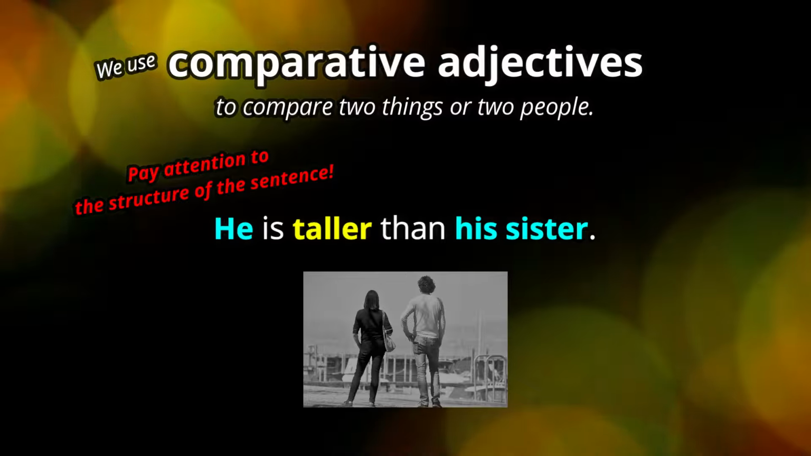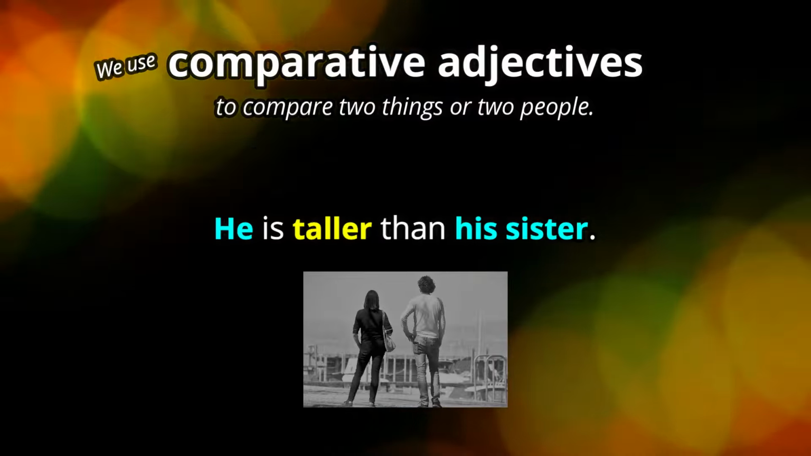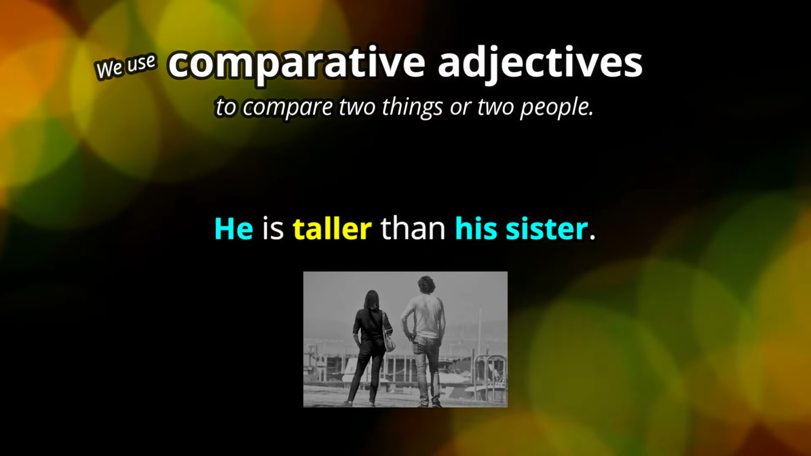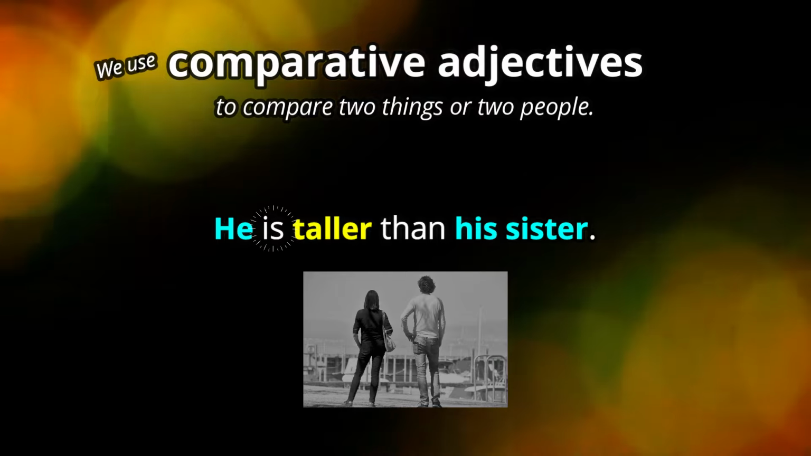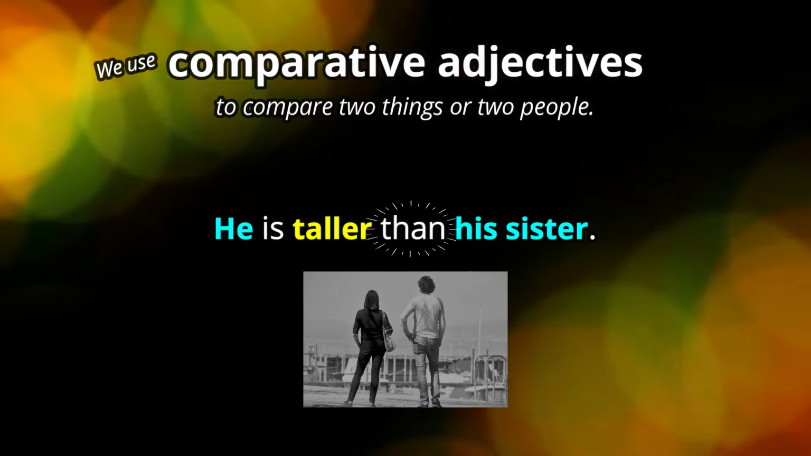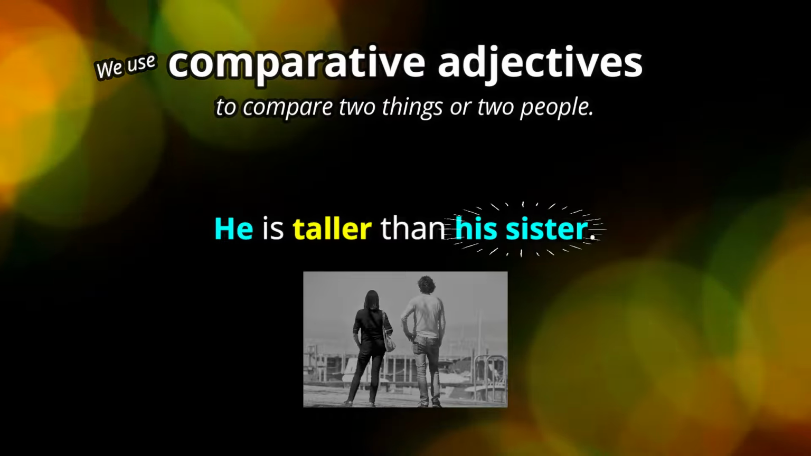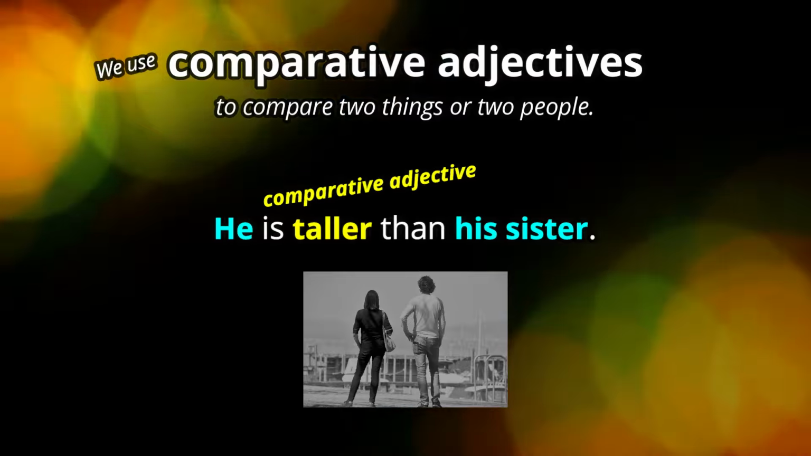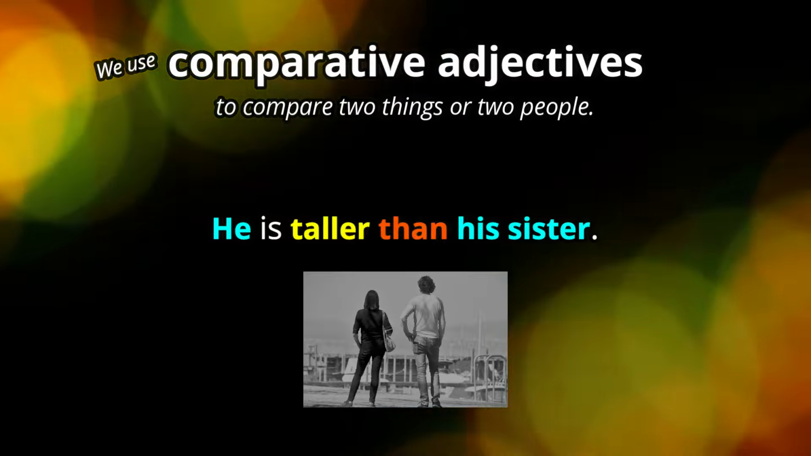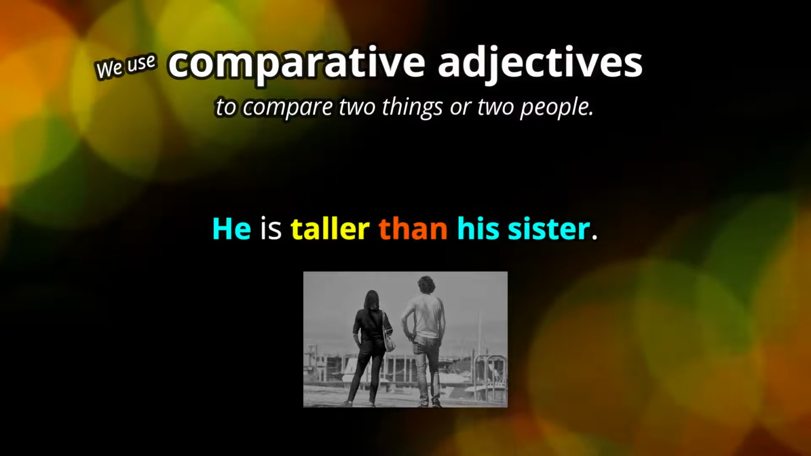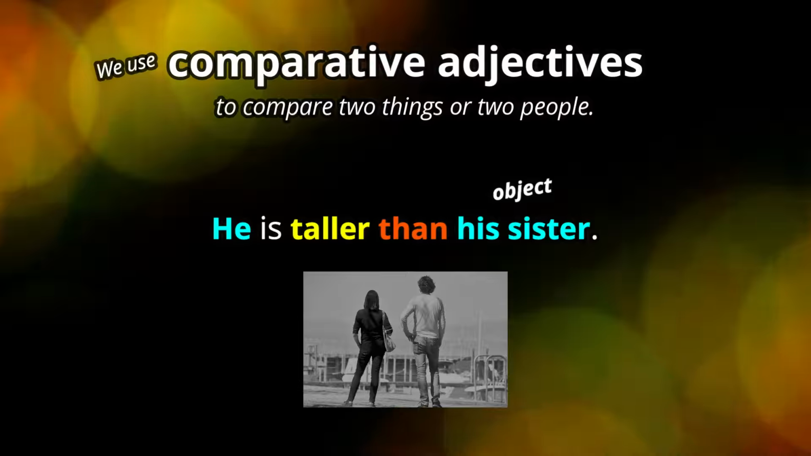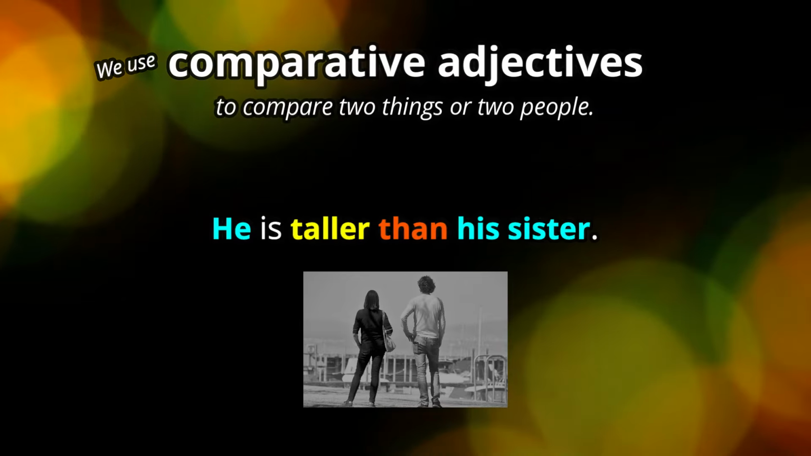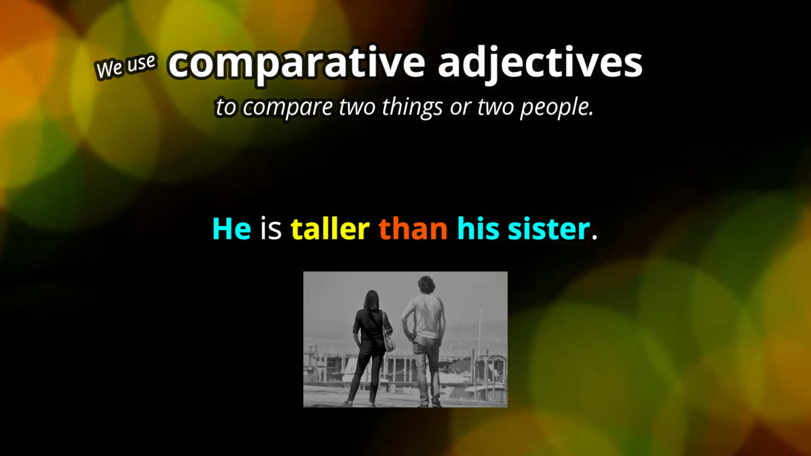And pay attention to the structure of this sentence. We have he, which is the subject. He happens to be a noun. It's a pronoun here, but it's a noun. And then is taller than his sister. Okay, do you see that? We have the subject, verb, then we have the comparative. This is taller in this case. And then we have than. Okay? And then we have the object or the thing that the person or thing is being compared to. So just remember that structure and you will be fine.